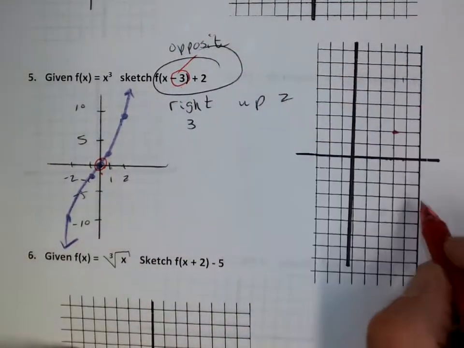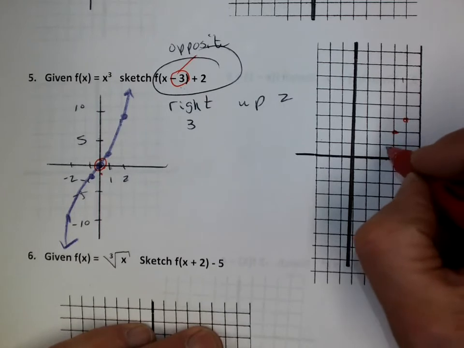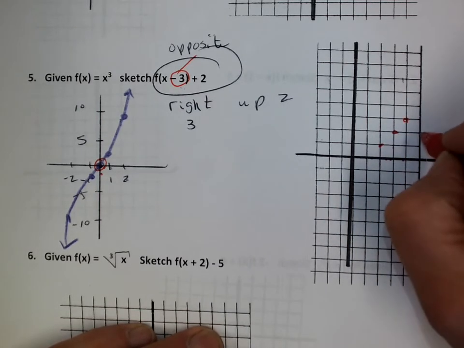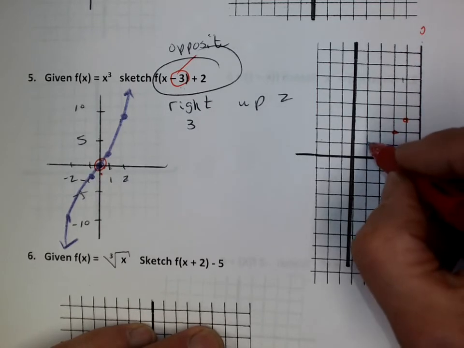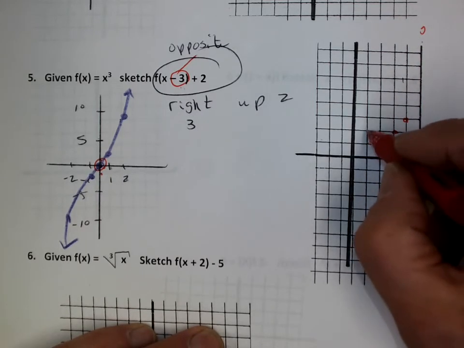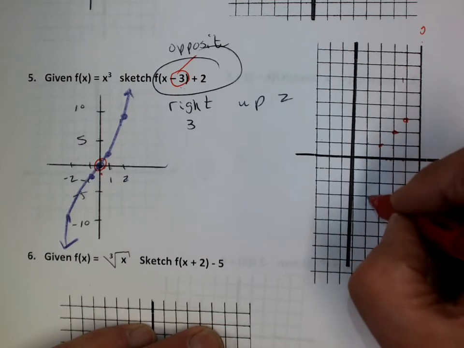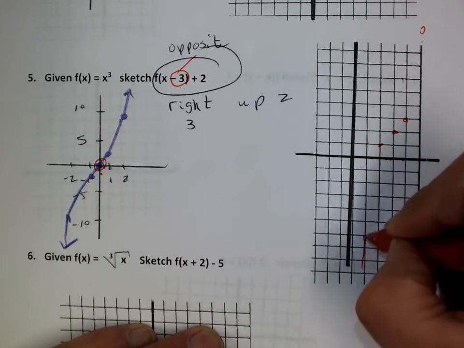And then I'm going to do my same graph. 1, 2, 3, 4, 5, 6, 7, 8. 1, 2, 1, 2, 3, 4, 5, 6, 7, 8.